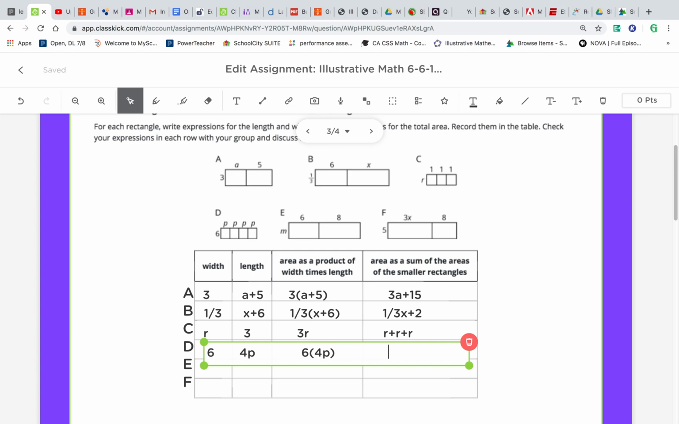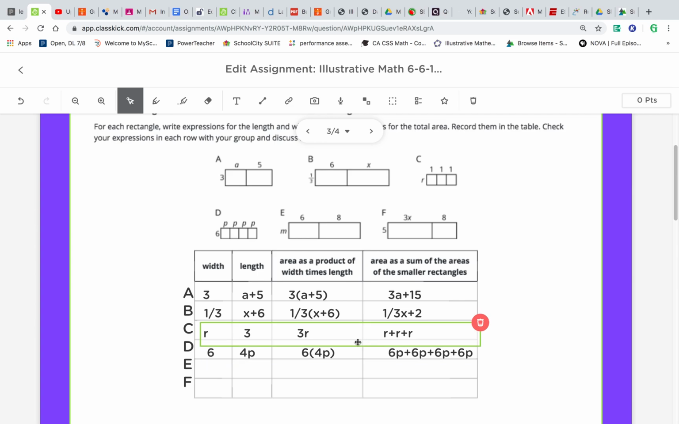And then for the area as a sum of the areas of the smaller rectangles, that would be 6 times P, which would be 6P, and then another 6P. There's going to be 4 of these, right? So the idea is 6 times P, that's 6P, 6P, 6P, 6P. 4 of them. If you add all these up, you will get 24 P's, the same way that this is 24P.